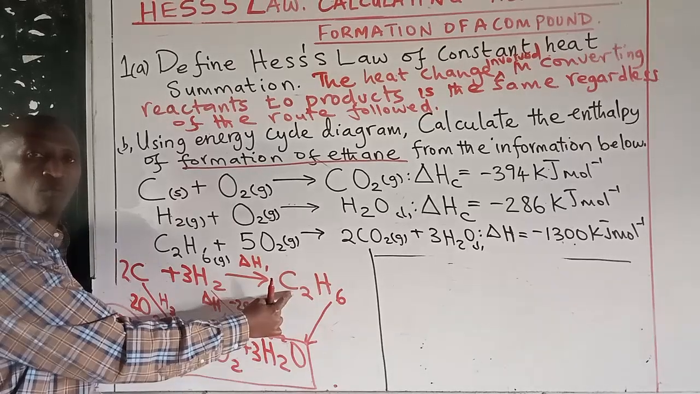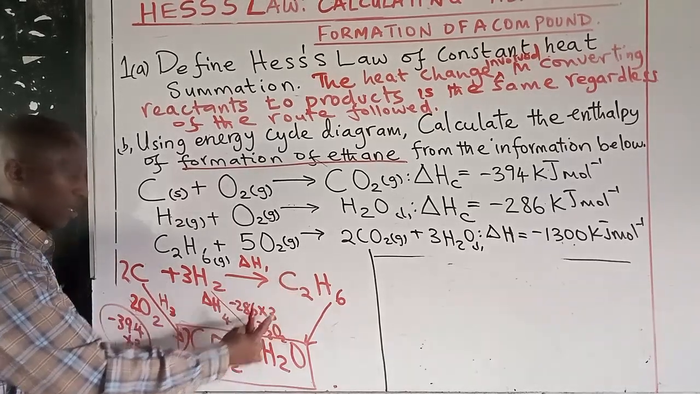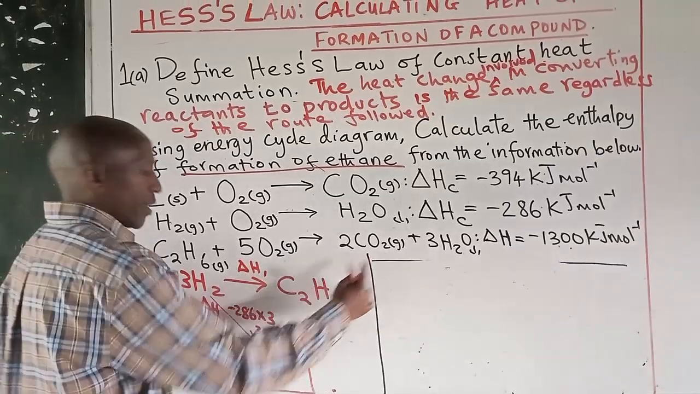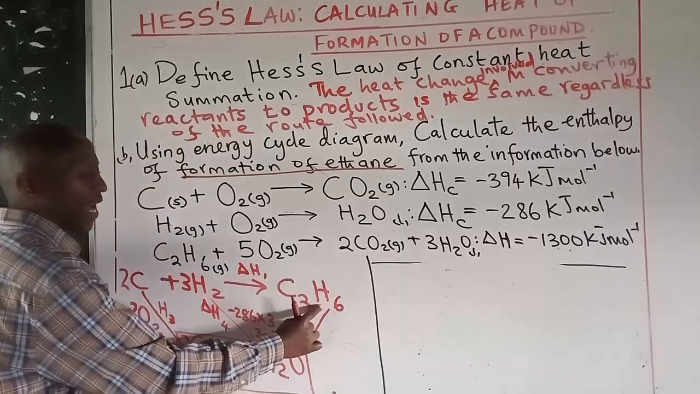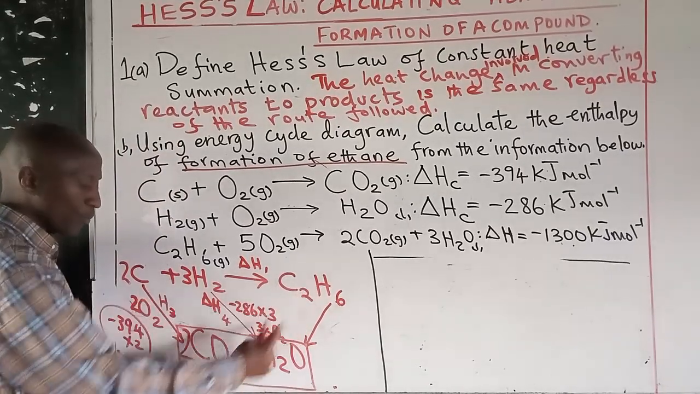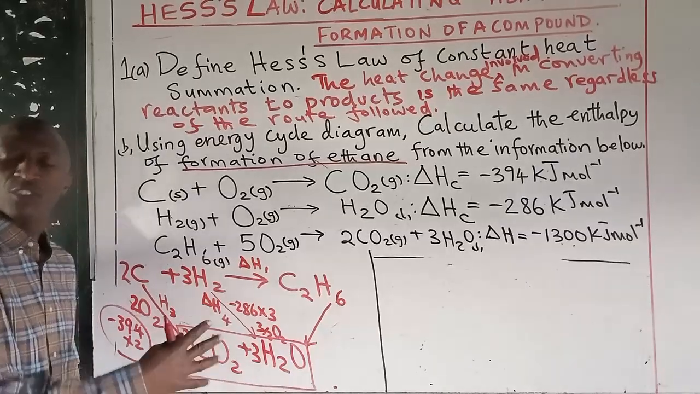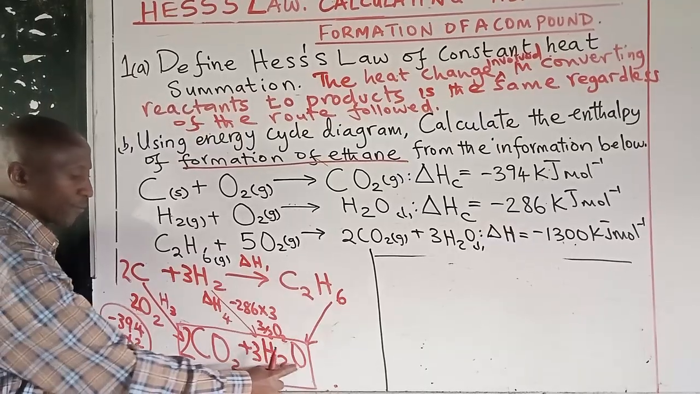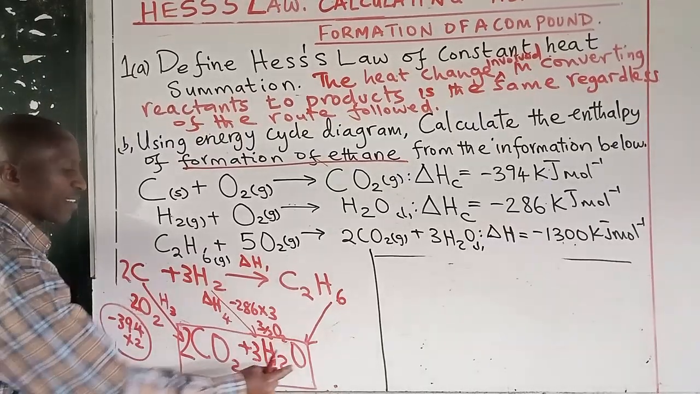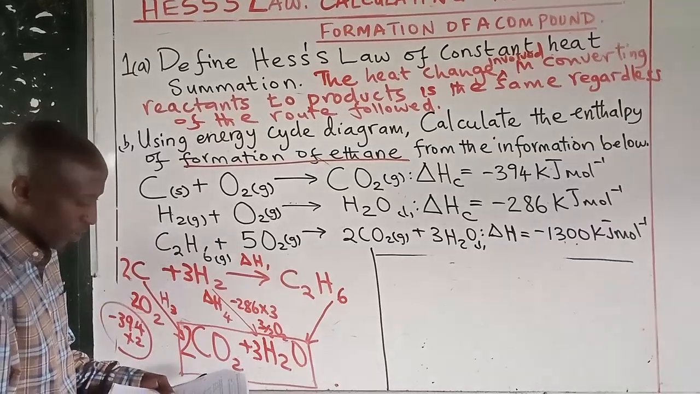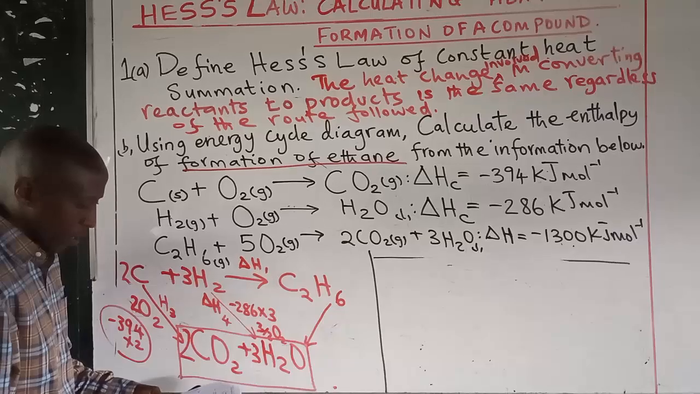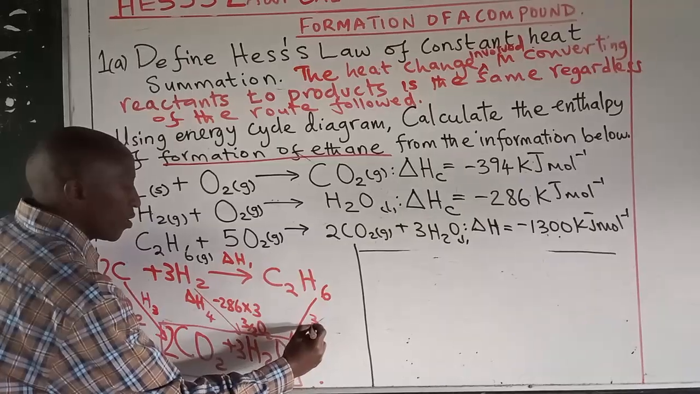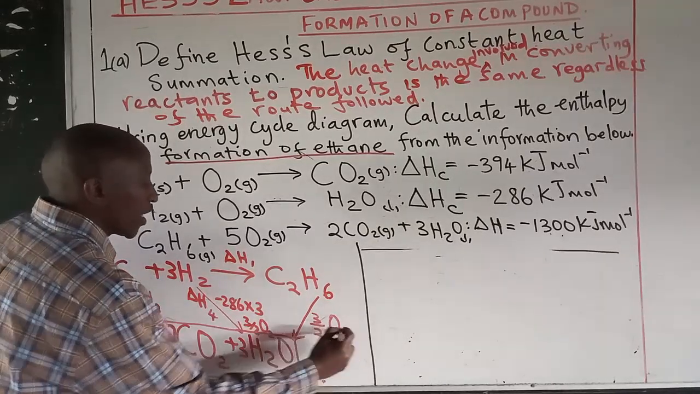In 1 mole of ethane, there are 2 moles of carbon, and that is what we have here. In 1 mole of ethane, there are 6 hydrogen atoms. That's what we have here. So how much oxygen do we require? We require 4 plus 3. That makes 7. And that comes to be about 3 all over 2 oxygen atoms.